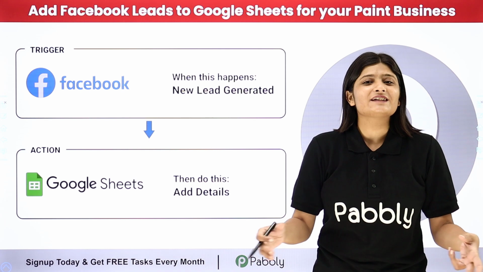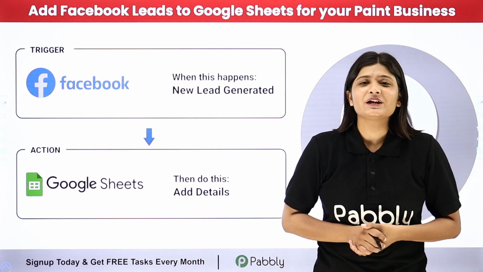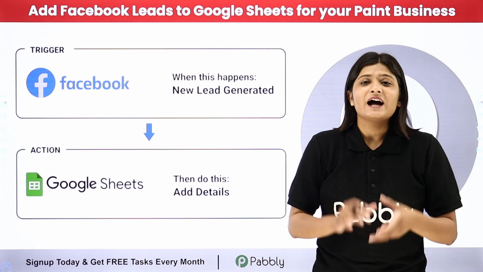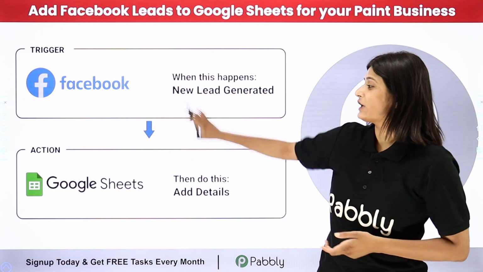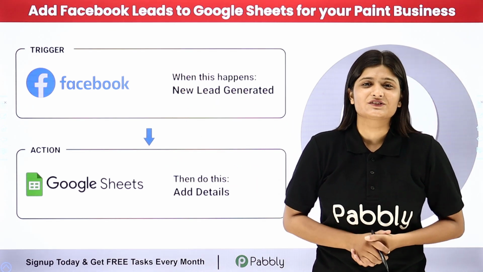I can automate this entire process with the help of Pabbly Connect. So Pabbly Connect is an amazing automation and integration software which requires no coding or programming skills. I just need to build a connection between Facebook and Google Sheets. Pabbly Connect runs on two principles, which are triggers and actions.